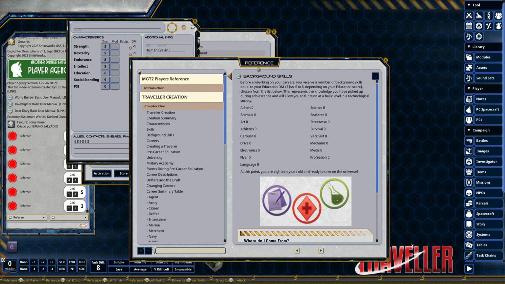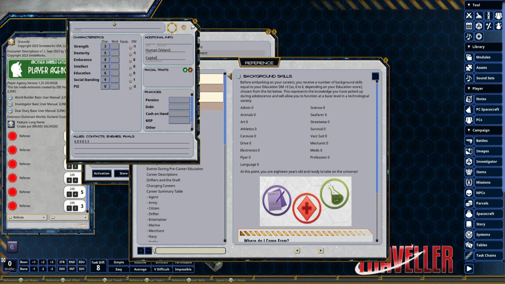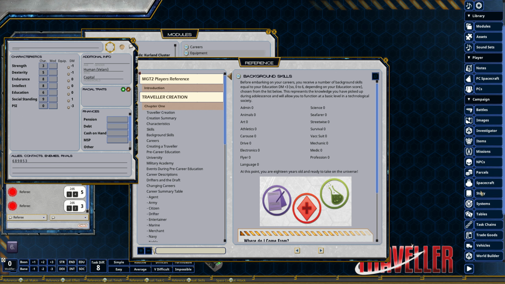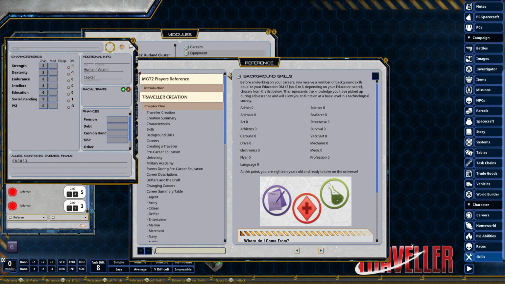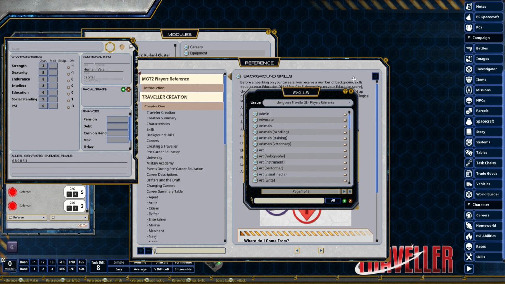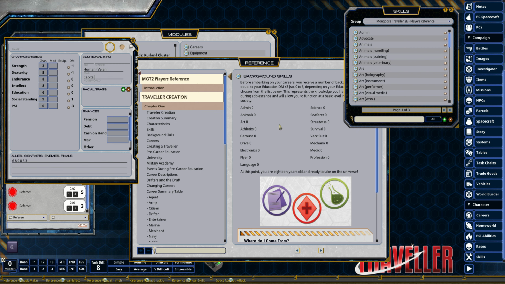So now we choose background skills. How many background skills do we have? Well, we've got a number of background skills equal to my education dice modifier, which is a 0, plus 3. Okay, so that means, of course, 3. I've got 3 skills. So you will notice that these skills are showing over here with zeros. So that means when I pick that skill, I get it at a level 0. Level 0 means that you've got the skill, you're not unskilled in it, you're just not particularly skilled in it.